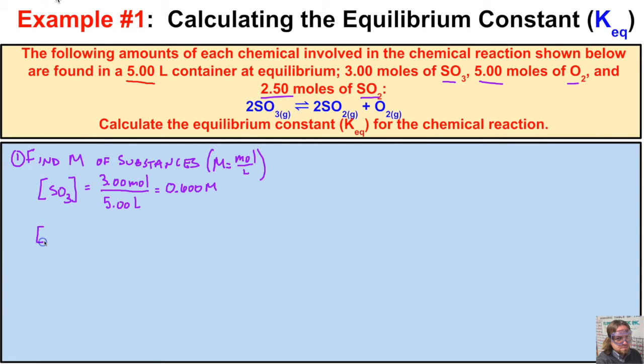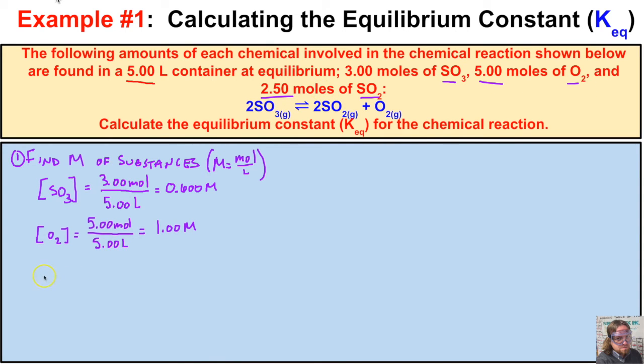Let's now find the concentration of O2. To figure out the concentration of O2, once again we have to figure out the molarity, and molarity equals moles per liter. We know that we have 5.00 moles of O2 in a 5.00 liter container, and so when we take this divided by this and use the correct number of sig figs, we will end up with a molarity of 1.00 molar.